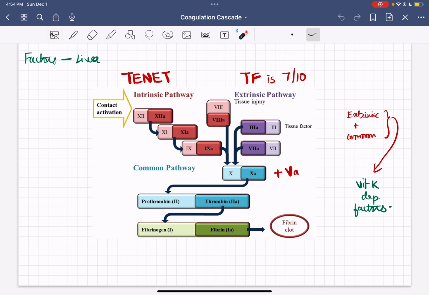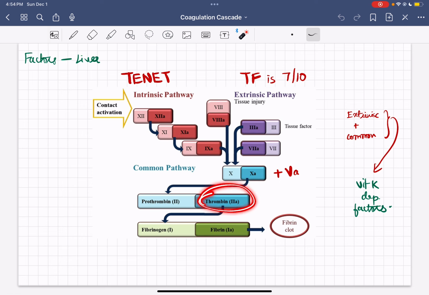Now trust me, this mnemonic has been very useful for me, and I don't think I'll ever forget the intrinsic and extrinsic pathway from this point onwards, right? So now all of this has led to your common pathway, right? So in this common pathway, the 10A is joined by factor 5A to activate prothrombin. So prothrombin is your factor 2. Now pro means it's an inactivated form. Now that gets converted into thrombin, that's 2A.